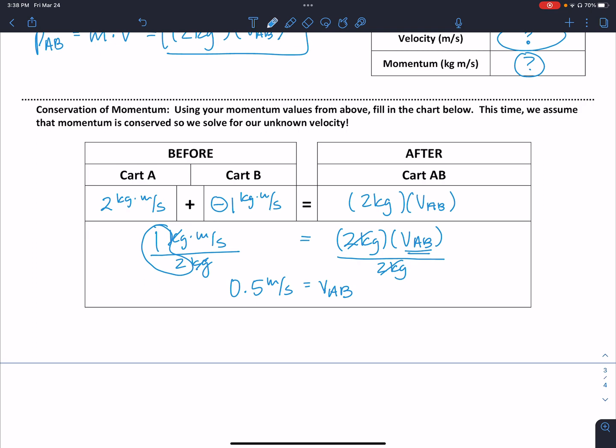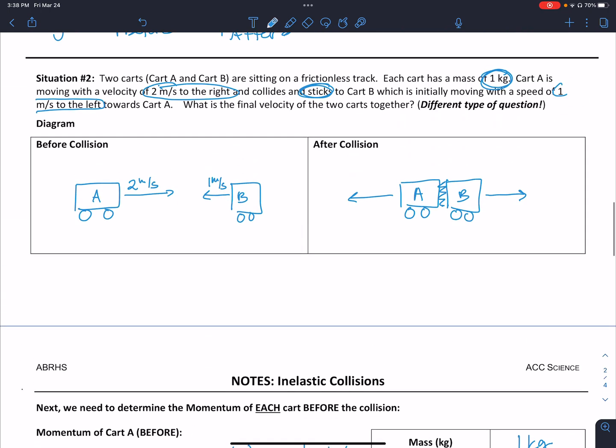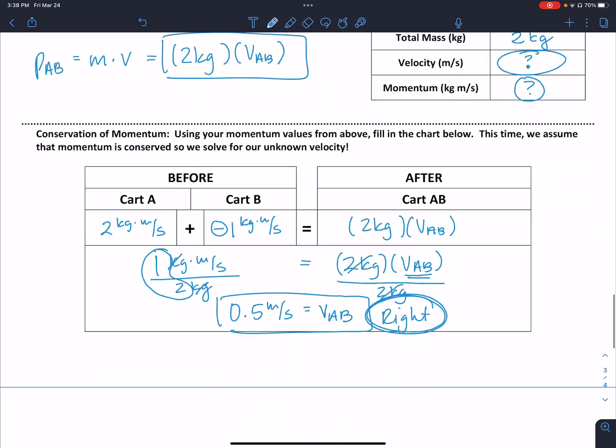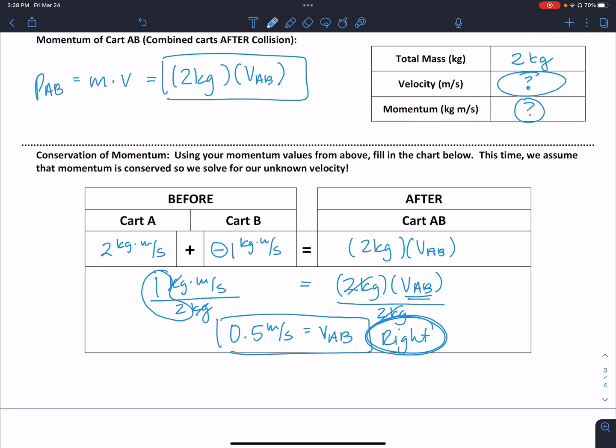Now note that the value is positive, which means that the combined object is moving to the right. So if we go back up to our diagram, we can erase our left arrow because it's not moving in that direction. Instead, we can write 0.5 meters per second on our right-hand arrow, meaning that the objects, when they collide and stick, are still moving to the right. Now, I know that's a little different, and we're going to do some practice in class, but it's another way to use some of our collision information.